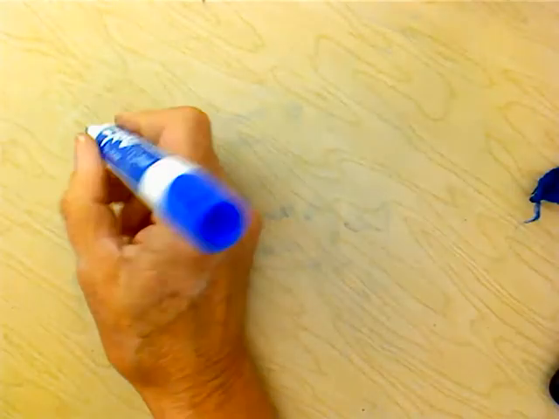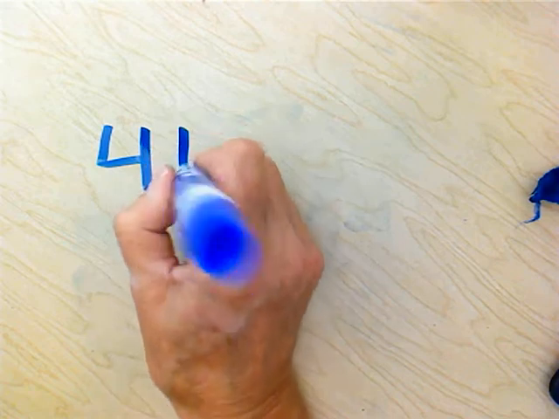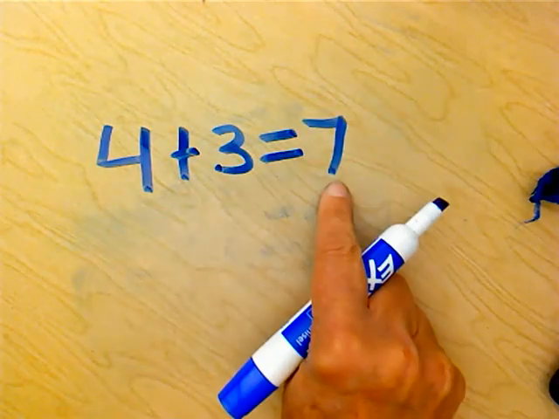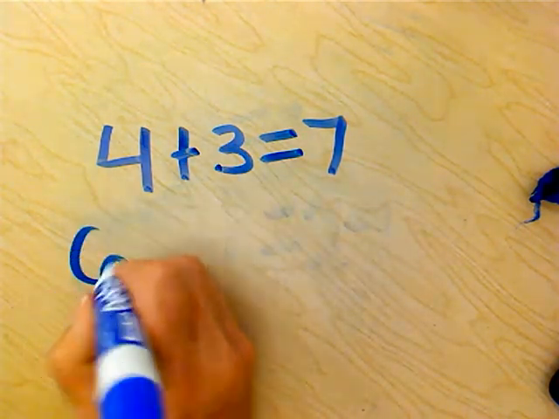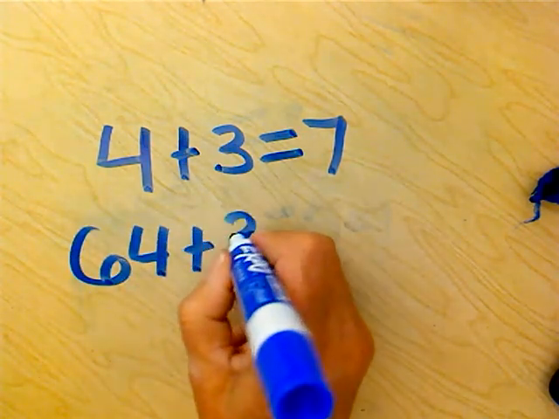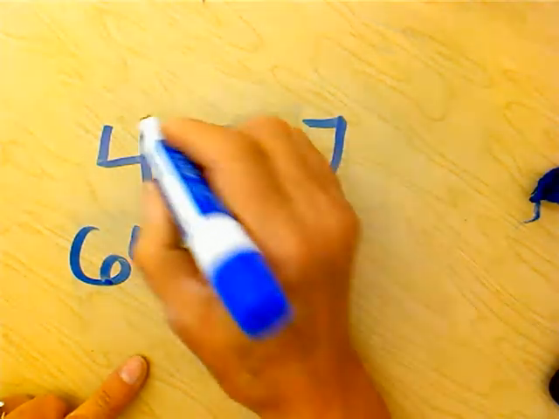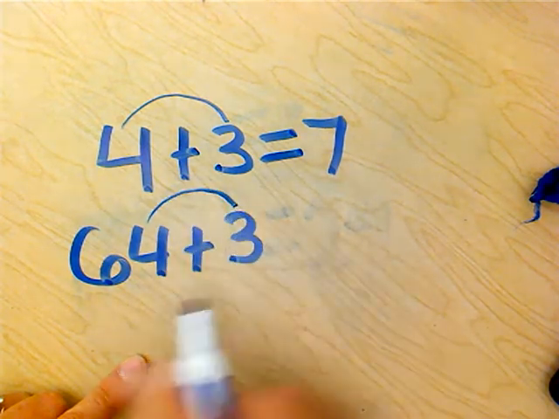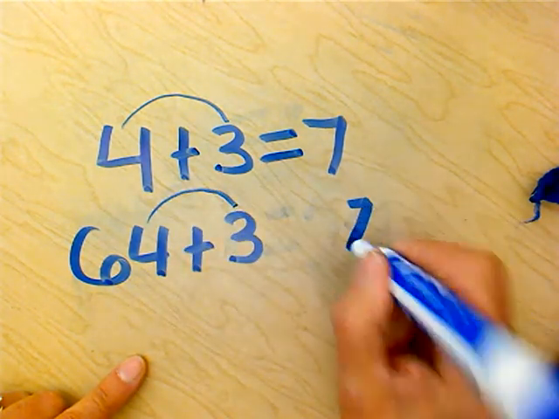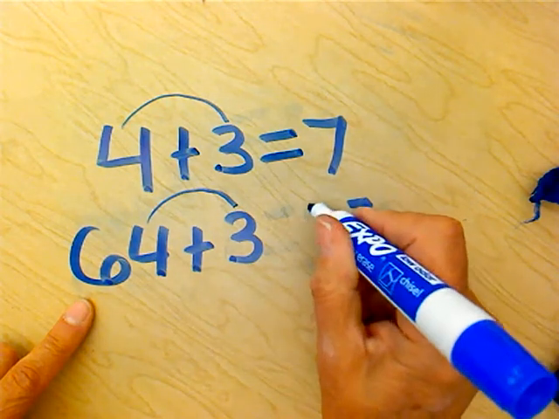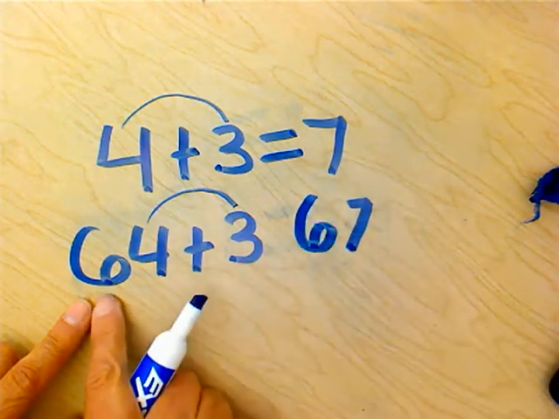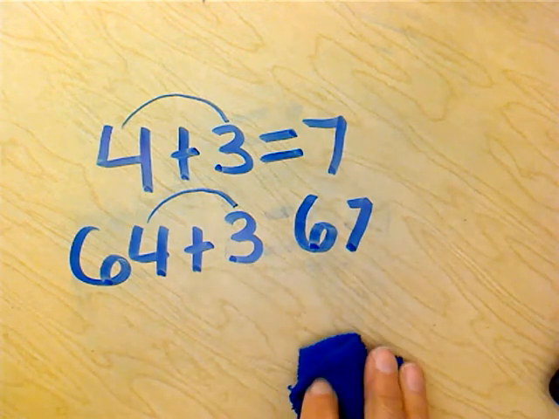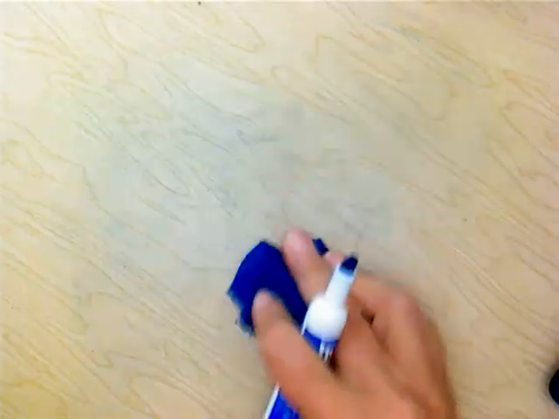So let's take a look at an example. Let's do 4 plus 3 equals 7. So if I know that 4 plus 3 equals 7, if I have 64 plus 3, should I be able to figure that out if I know that 3 plus 4 is 7? Well, here's 3 plus 4. 3 plus 4 is going to give me 7. And how many tens do I have? I have 6. So 64 plus 3 would be 67.